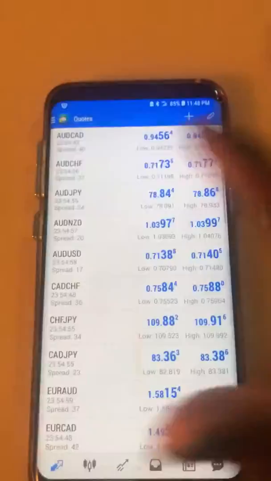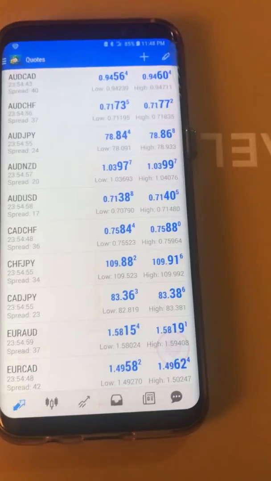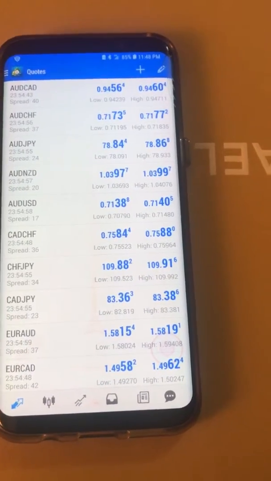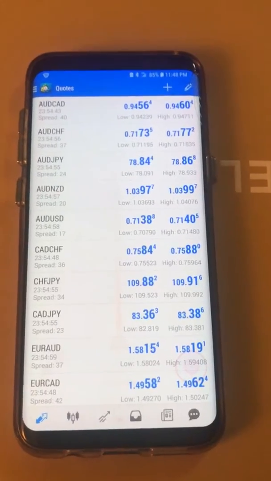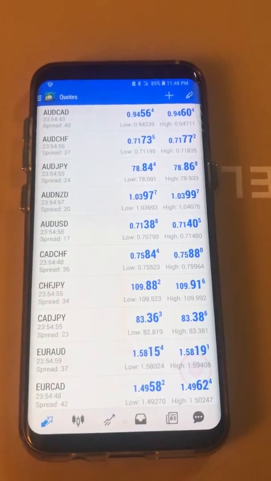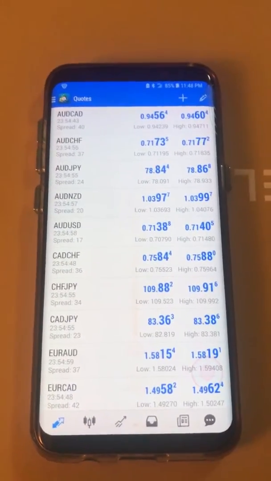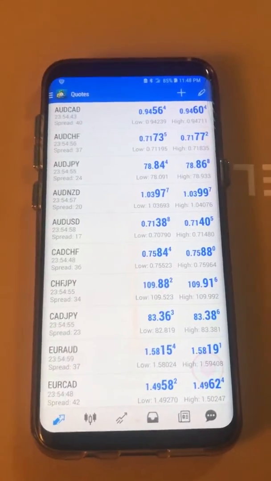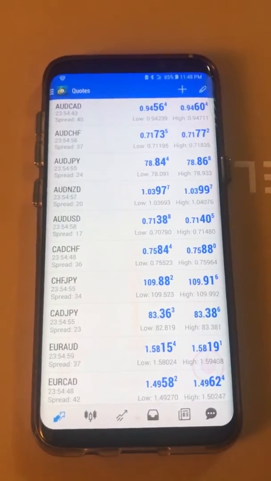Okay, guys, here we go with part 3 of the Android MetaTrader 4 tutorial video. So, this is your quote screen. Remember I told you whenever you open up MetaTrader 4, you will automatically be on your quote screen.